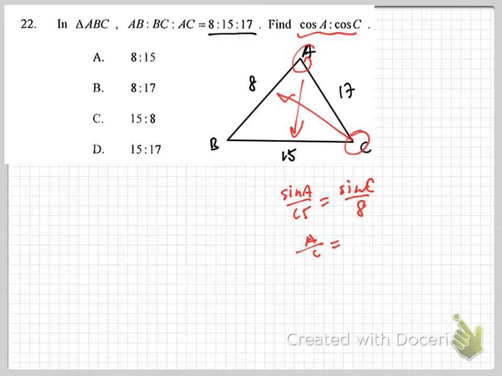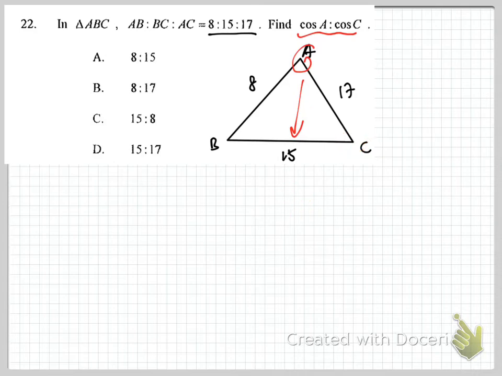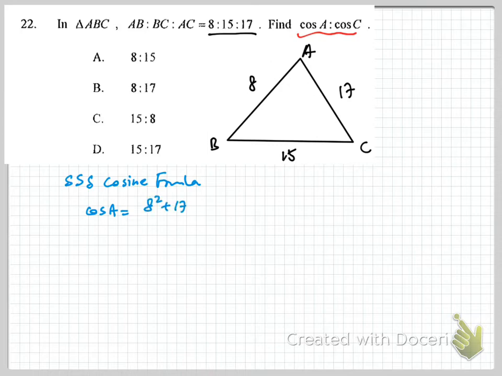So in fact, we want to find the cosine ratio, not the sine ratio. To find the cosine ratio, fortunately, we have all three sides. So we can invoke the triple S cosine formula. To find cosine A, we have 8 square plus 17 square minus 15 square, divided by 2 times 8 times 17. That's how we find cosine A. And that simplifies into 8 over 17.